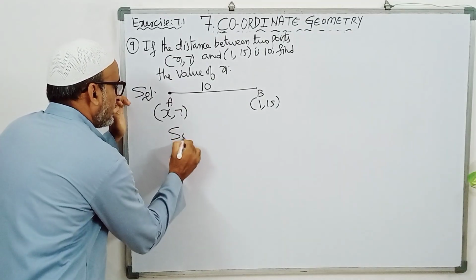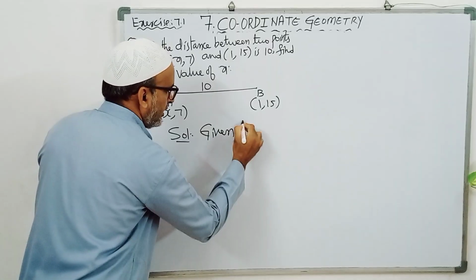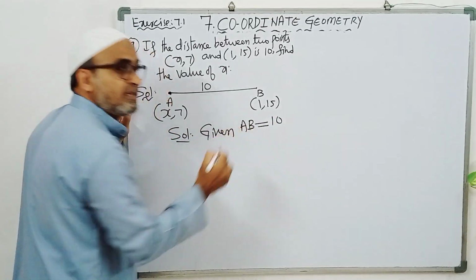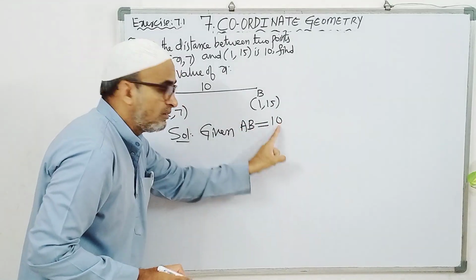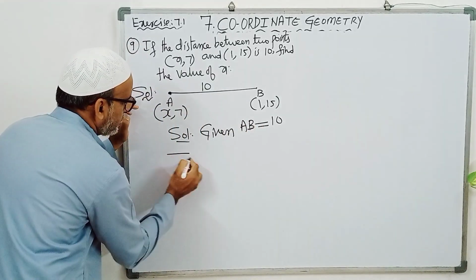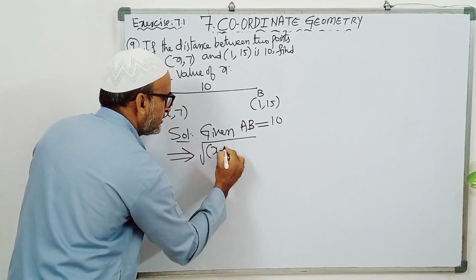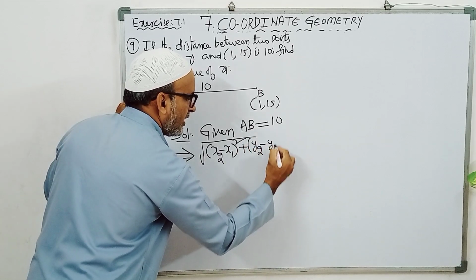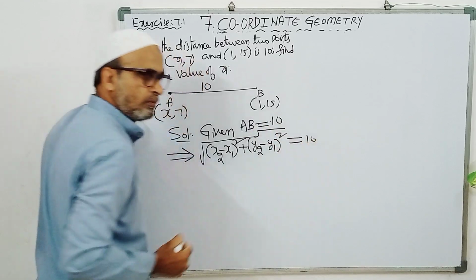Solution you see, given, what is given? AB is equal to 10, simply write down. AB means what? Distance. Here whenever a distance value is given, we should write the formula. So here equal to is there, means we should start with implies. Distance formula is square root of x2 minus x1 whole square plus y2 minus y1 whole square. This square root up to here is equal to 10.